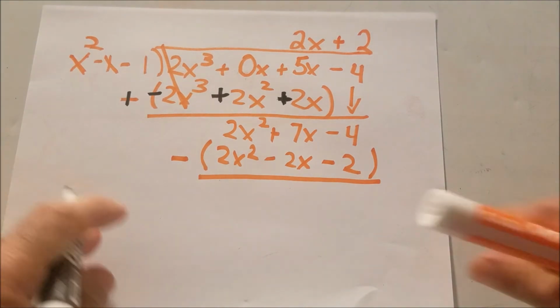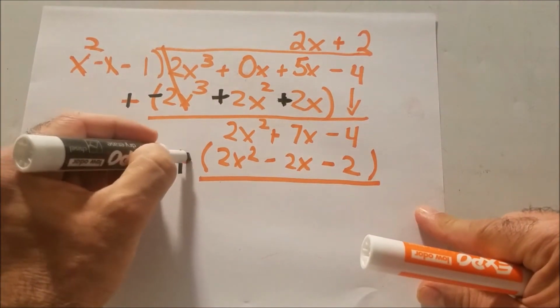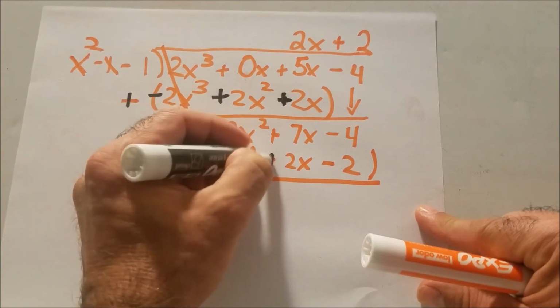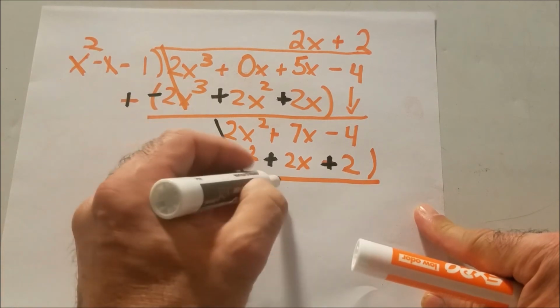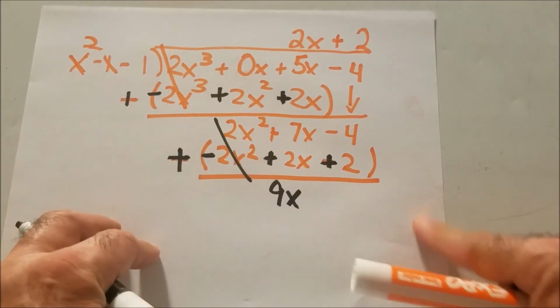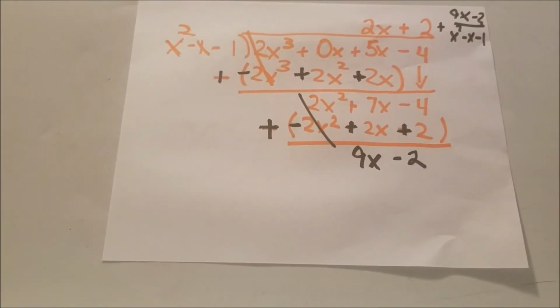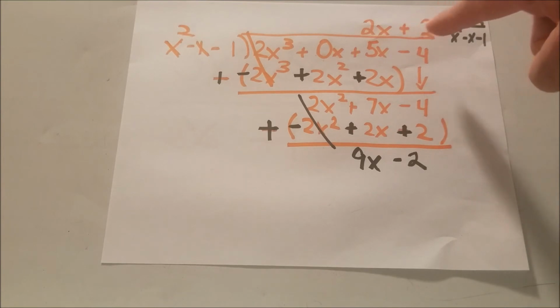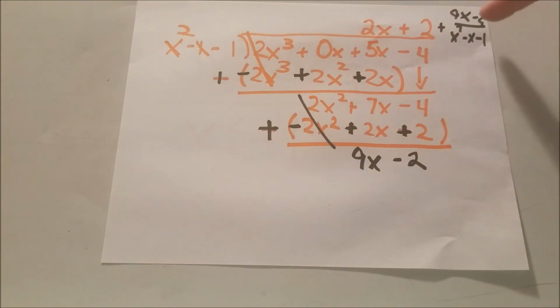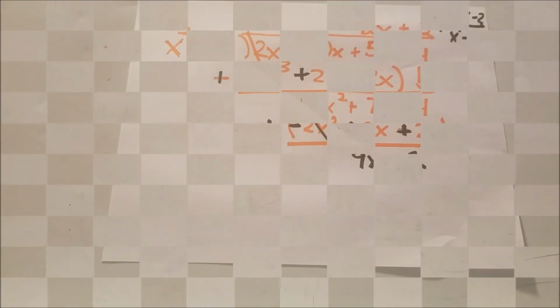Keep change, remember? So that changes to addition, that changes, that changes, that changes. That cancels out. Here you have a 9x minus 2. Alright, so we had a minus 2, so again it's going to be 2x plus 2 plus 9x minus 2 over x squared minus x minus 1. Okay, let's look at another one.